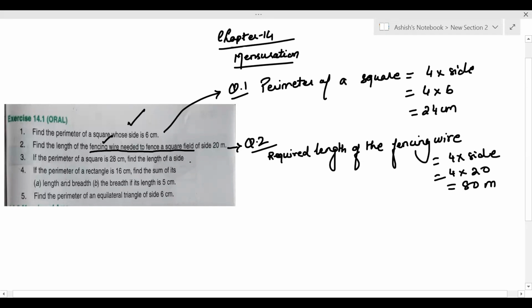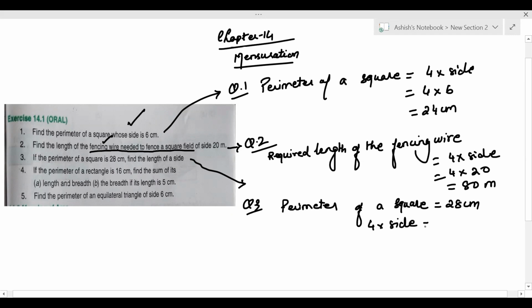Question number 3. Perimeter of a square is already given to us. So first we will write down what is given to us: the perimeter of a square is 28 centimeter. And we know that the formula for perimeter of a square is 4 into side. So the 4 multiplying on that side will go across and become divided by 4. 4 sevens are 28. So the required length of the side is how many centimeter? 7 centimeter.